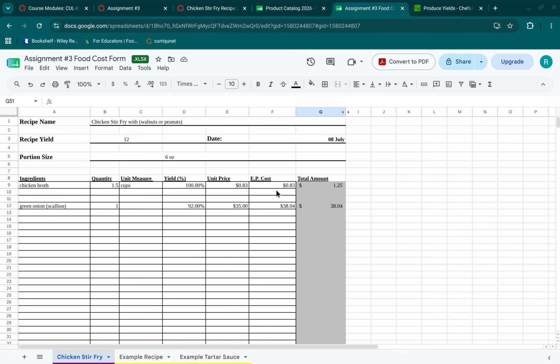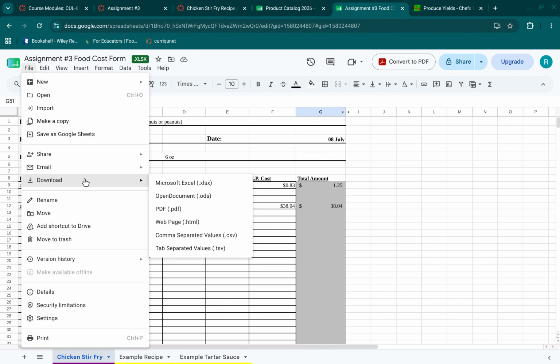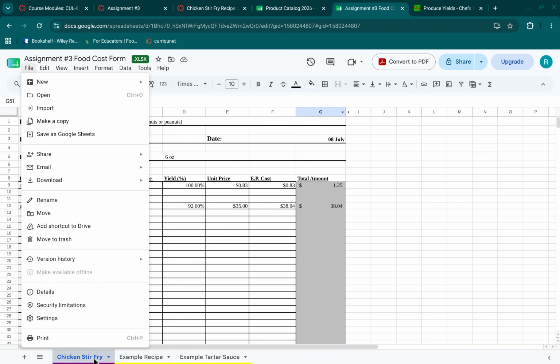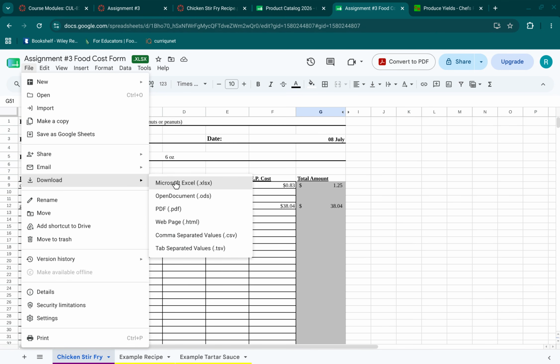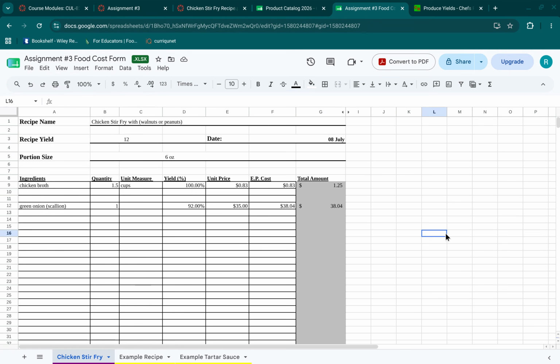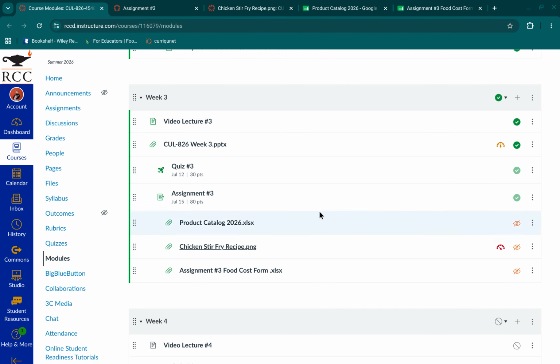So when you're ready to download this, you'll go to File, Download. If you save this as a PDF, it's just going to save this one chicken stir fry tab, versus if you download as an Excel document, it's going to download all 3. Either way, it doesn't matter, but that's just another useful spreadsheet tip that you might use later on. So I hope I covered everything. Like I said, everything is in Canvas: how to do the assignment, the product catalog, the recipe, the food cost form, but use the one in the email.